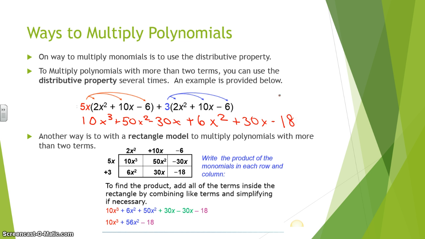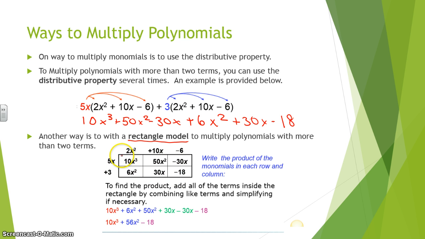Another way you can multiply polynomials is by using what's called the rectangle model, and that's when you have more than two terms. So we had 5x plus 3, and then 2x squared plus 10x minus 6. So notice they use the rectangle model by putting the three terms for the top going down the columns, and then they have 5x plus 3. So what they did is they multiplied each term and then put the answer inside the box.